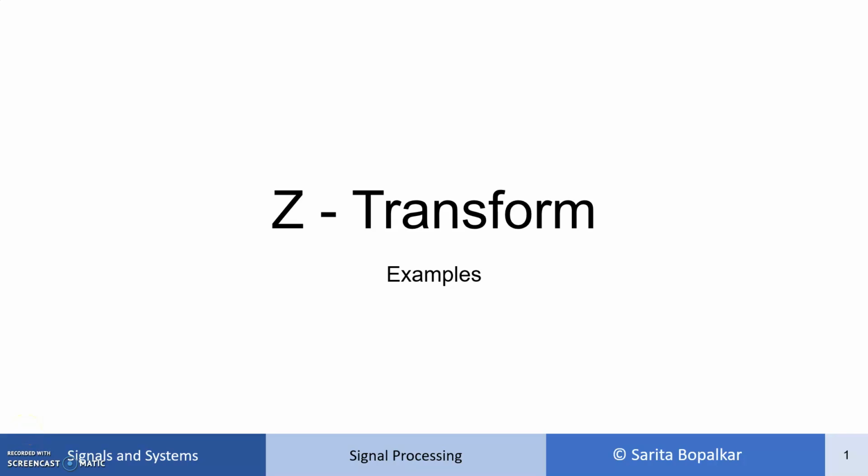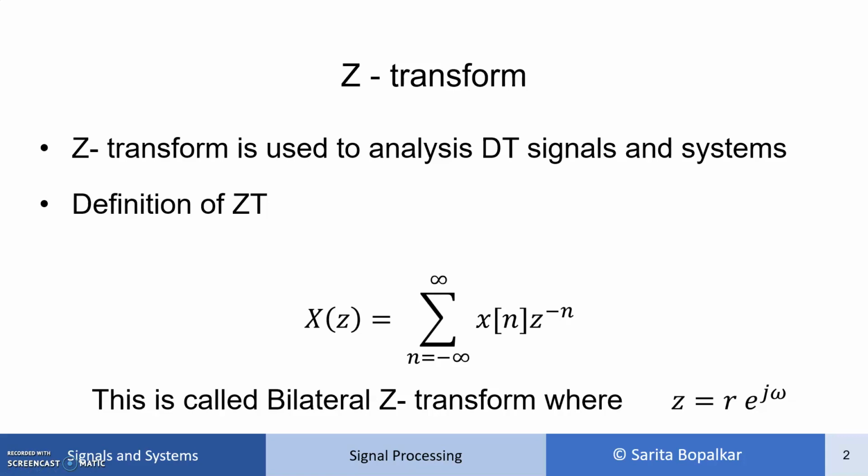Hello and welcome. Here we'll solve one more example based on a Z transform. So Z transform, this is the definition of Z transform. We already studied it. X of Z is equal to the sum over n varying from minus infinity to infinity of x of n Z raised to minus n.